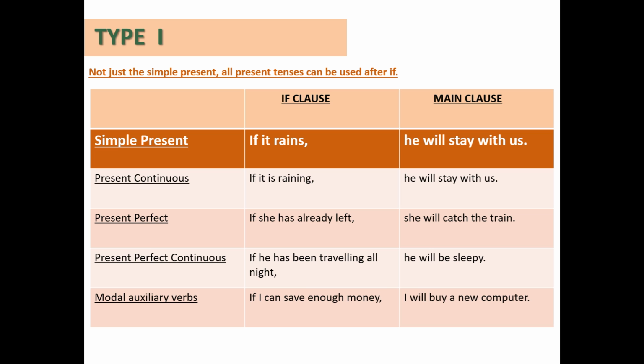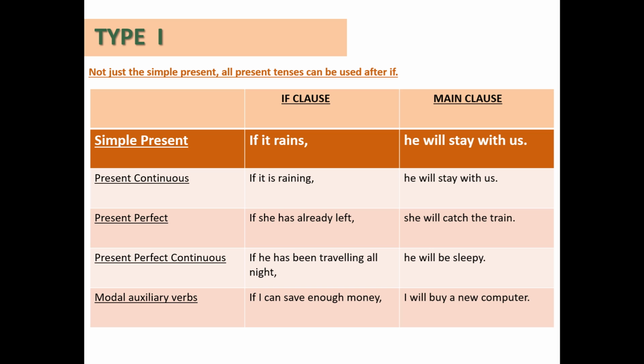For example, if I give you one example, suppose I'm telling you that if you heat ice, it turns to water. Now here, heating of ice and turning to water, it's a general truth, it happens, right? You cannot change it. If you heat ice, it turns to water. So instead of saying that if you heat ice it will turn to water, we will say if you heat ice it turns to water. So you can see that in the main clause we haven't used simple future, we have used only present tense.